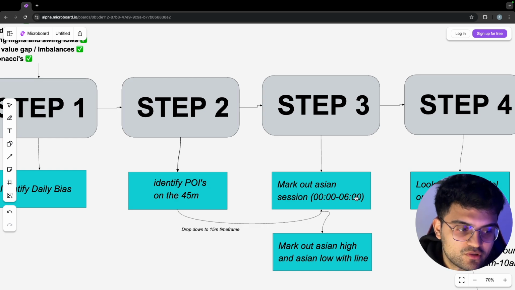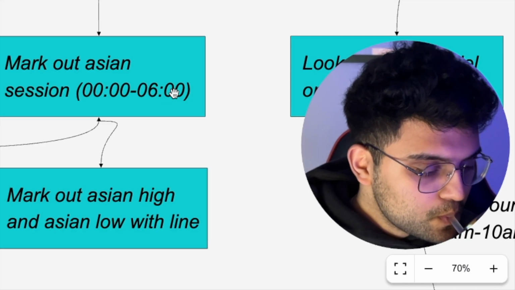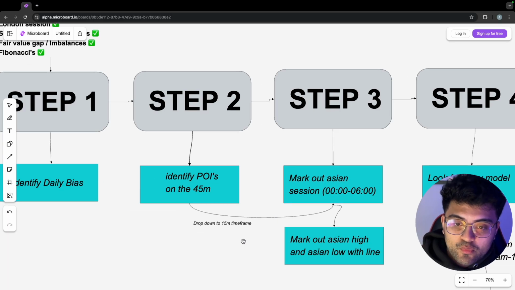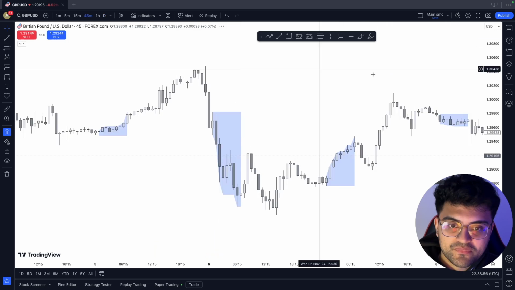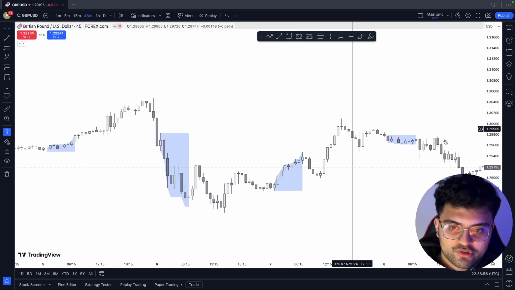UK time. Midnight to 6 a.m. We're going to drop down to the 15-minute time frame, and we're going to be marking out this timing. So as you can see from the daily, I've gone down to the 15-minute time frame. This is what it's going to be looking like.